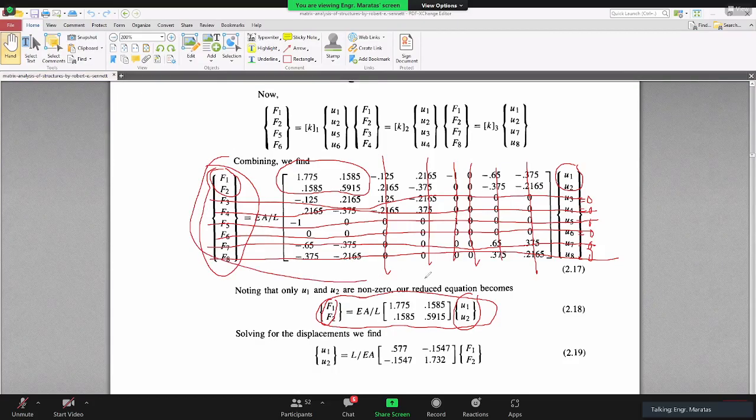You go back to this equation. Then after that, once you have the displacements, you can calculate the member forces. So you go back to the force displacement relationship per member. You can consider it in terms of the elemental coordinates. So that's how to calculate the member forces. So let us continue.